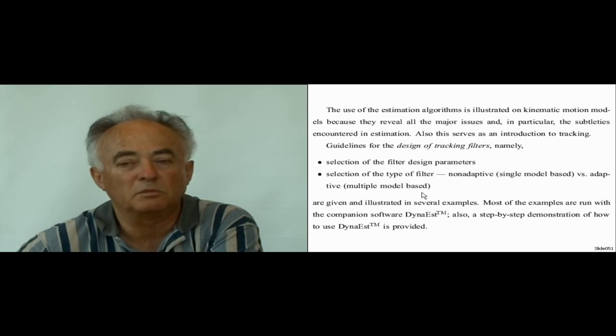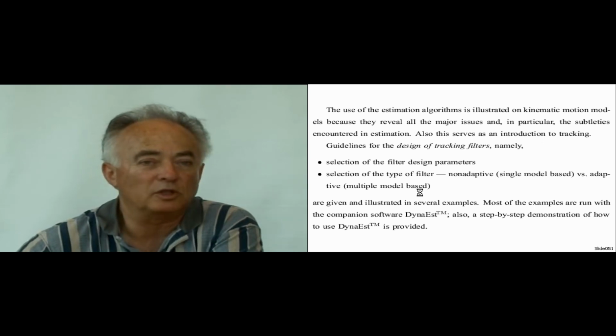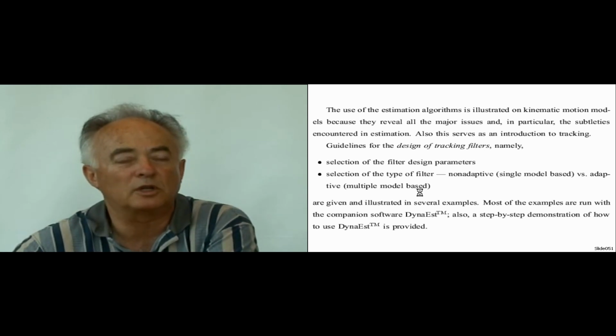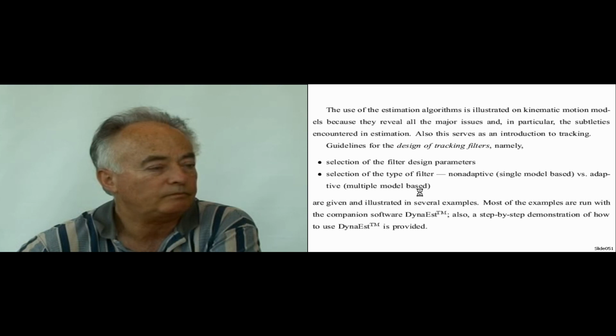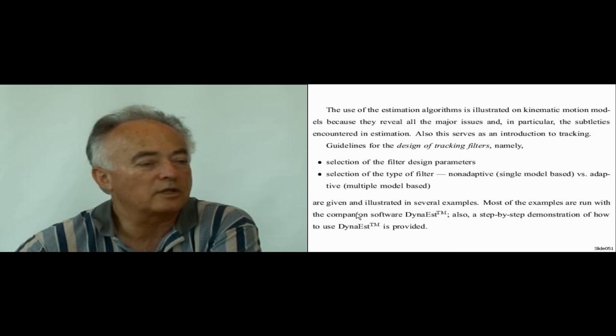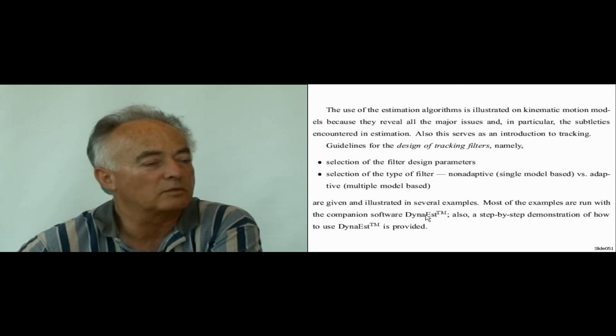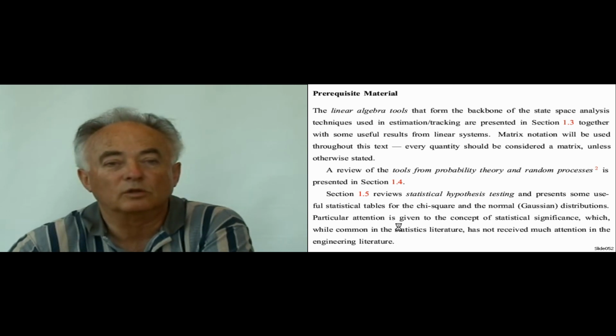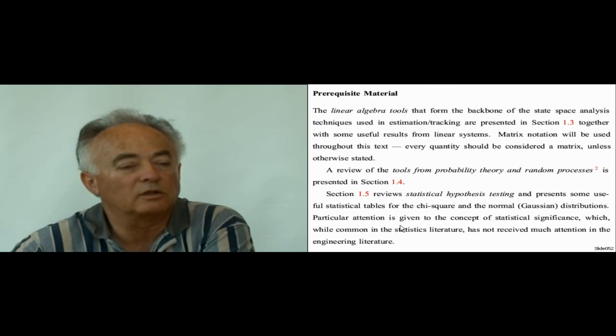And in the real world, many systems do not obey a single model, but for a while they behave according to one model, then according to another model, then back to the first model, then on to possibly a third model, and so on. There is a software, DynaEst, which is available for download, as the text indicates, from our website, and also a step-by-step demonstration of how to use DynaEst is provided in the text.